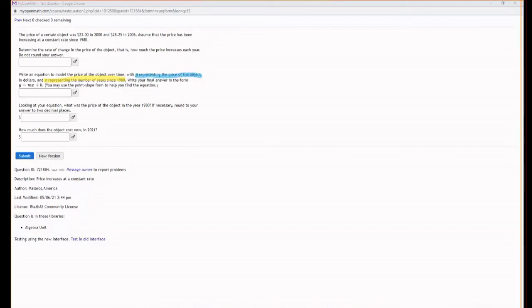Okay, so what I want to do, once I've figured out my variables, is go back to the paragraph and write down my given information. So the price of a certain object was $23 in 2000. So what I'm going to do is I'm going to say, all right, what's my x value there, right? X is the years since 1980. So in 2000, I look at the difference, and I get that that's 20 years later. So I have an x value of 20, and the price is 23. So I have this point 20, 23.